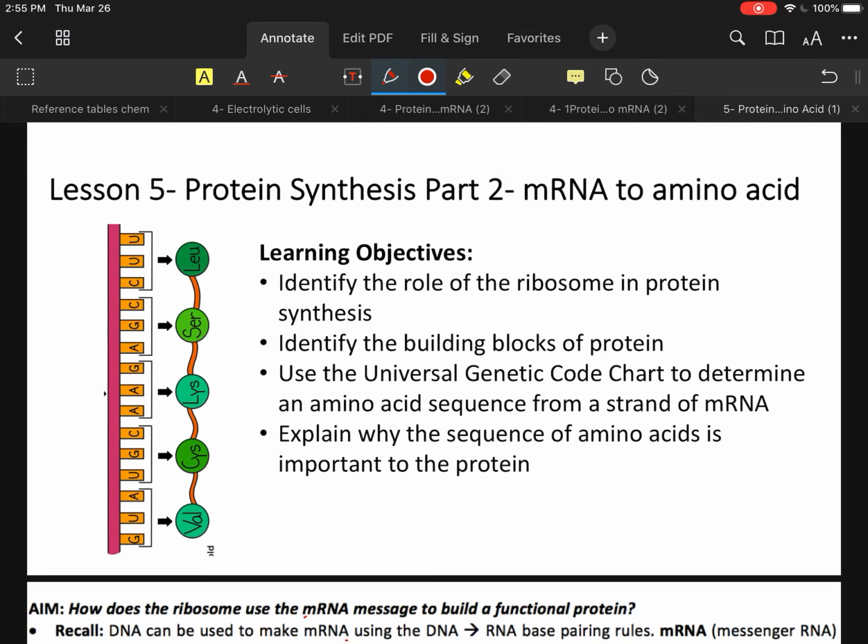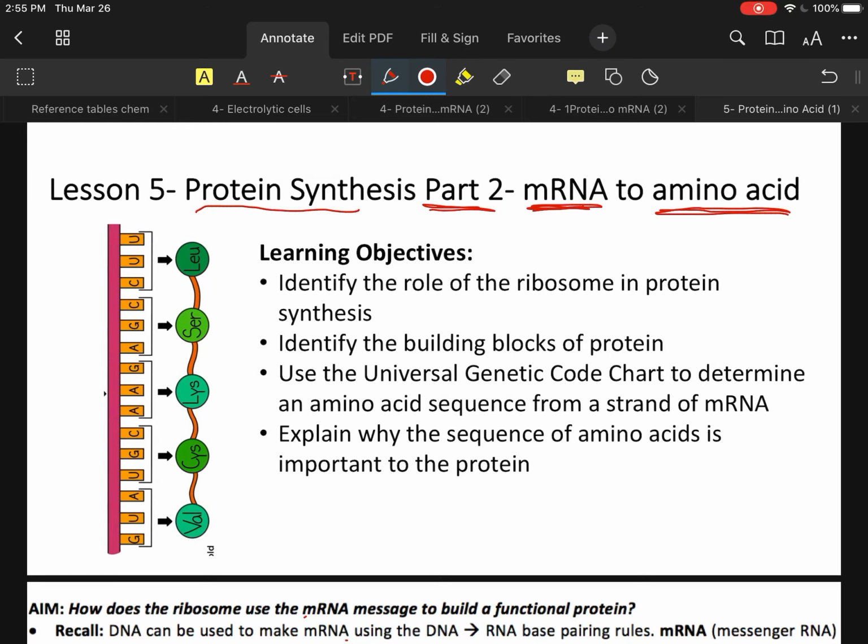Good morning, students. Today we're going to be going over protein synthesis part 2. Yesterday we talked about how DNA from a gene can be used to make a strand of mRNA. Today we're going to be talking about how mRNA is used by the ribosome to make an amino acid sequence.